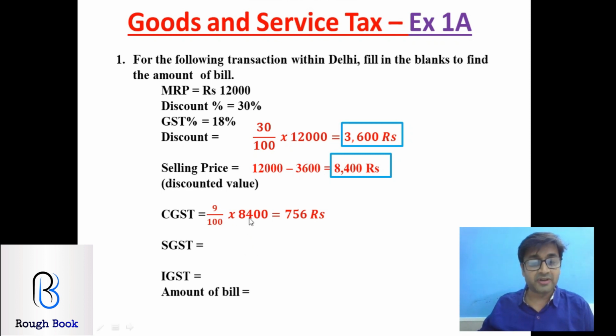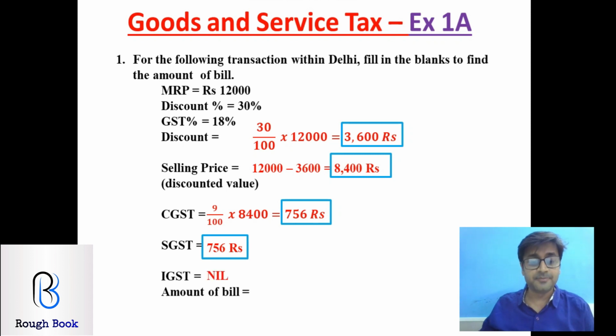So 9% of 8,400. How much is that? 756, correct? The same amount will be SGST. So you need not calculate it again. Directly write 756. If you got this incorrect, that means you need to work on your calculations. If you use the calculator, I am not happy. Please avoid it. Come back.